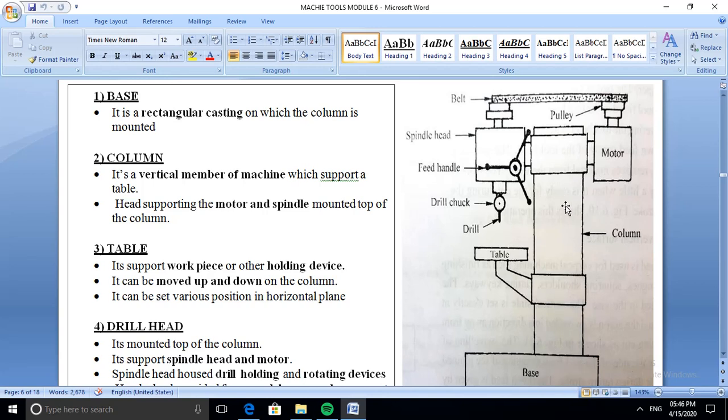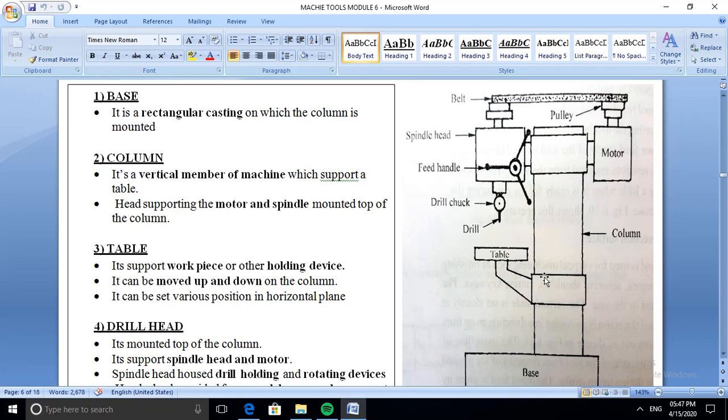The next component is the column. It is a vertical member. It supports a table, and it also supports the motor and spindle mounted on the top of the column. ഈ കോളത്തിൻ്റെ ടോപ്പായിട്ട് മോട്ടറും സ്പിൻഡിലും ഉണ്ട്. So the motor and spindle are connected over the top of the column, and the table is also mounted on the column, and this table can be moved up and down.